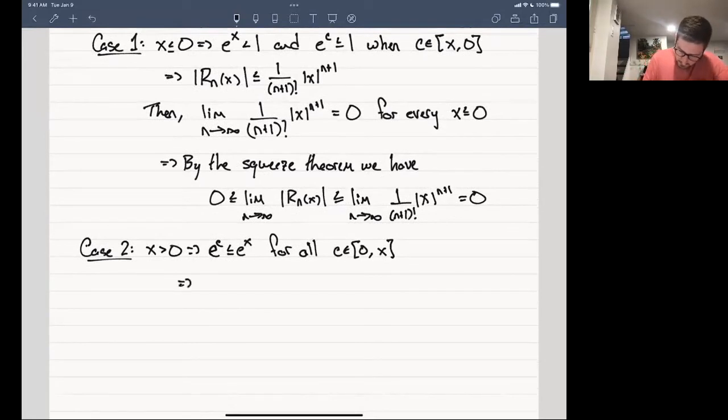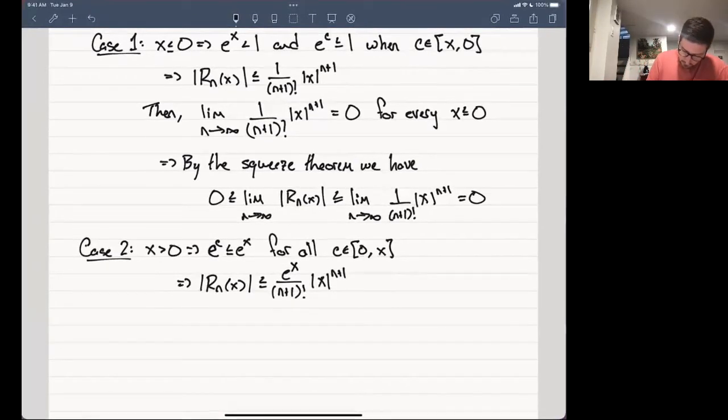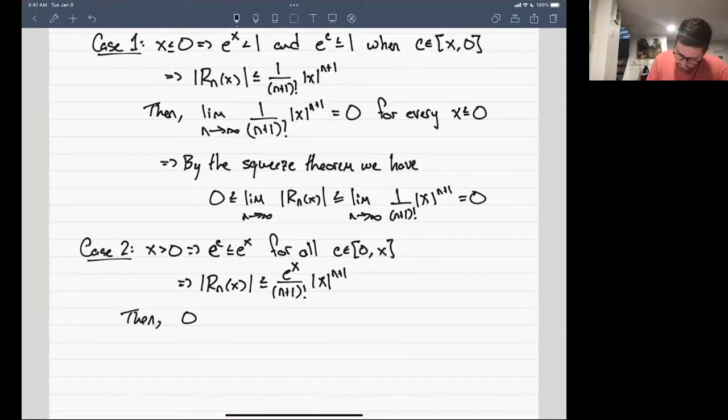But this now tells us that Rn of x is less than or equal to 1 over n plus 1 factorial. Sorry, it's not 1 anymore. It's e to the x times x to the n plus 1. But now x is staying constant. You're letting n go to infinity. So do not let this confuse you, right? It might be a little confusing at first. But then we can use the squeeze theorem again, and we could say that this limit again is equal to 0. So let's just write it out.